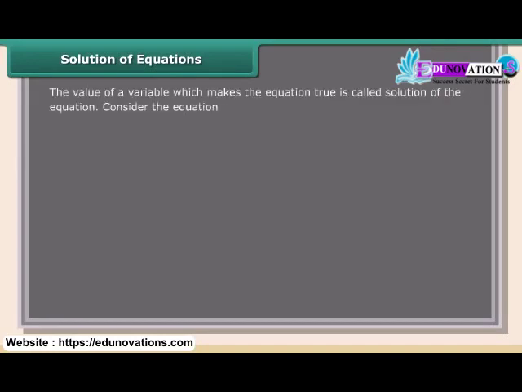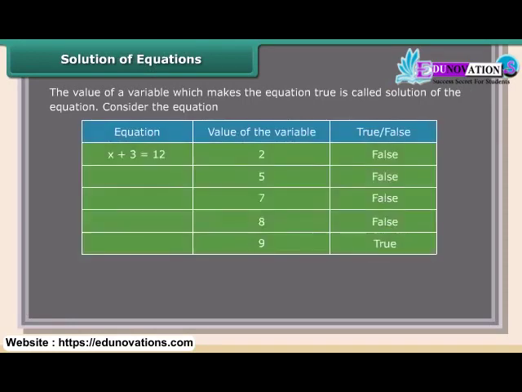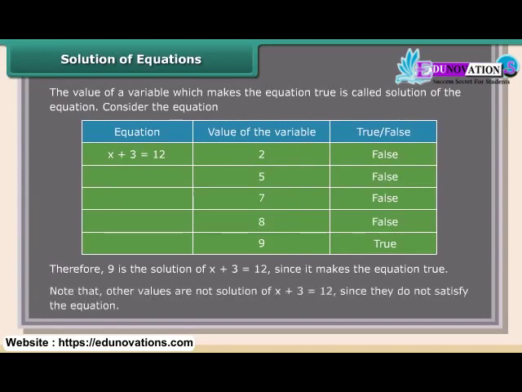Solution of equations. The value of a variable which makes the equation true is called the solution of the equation. Consider the equation. Therefore, 9 is the solution of x plus 3 is equal to 12, since it makes the equation true. Note that other values are not solutions of x plus 3 is equal to 12, since they do not satisfy the equation.